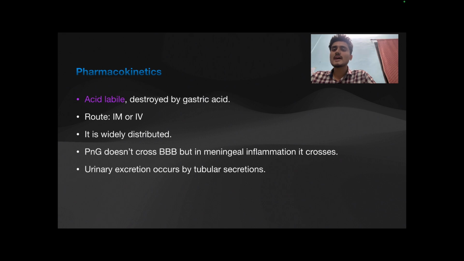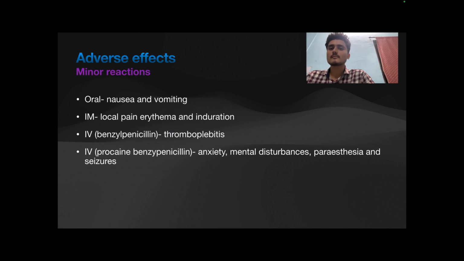Pharmacokinetics. Penicillins are acid labile, destroyed by gastric acid. It is given by intramuscular or intravenous route. It is widely distributed. Penicillin G does not cross the blood-brain barrier, but in meningeal inflammation, it crosses the blood-brain barrier. Urinary excretion occurs by tubular secretion.